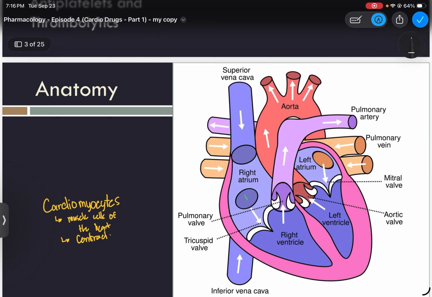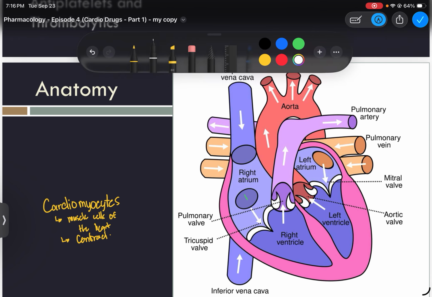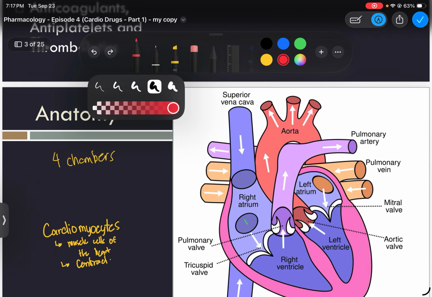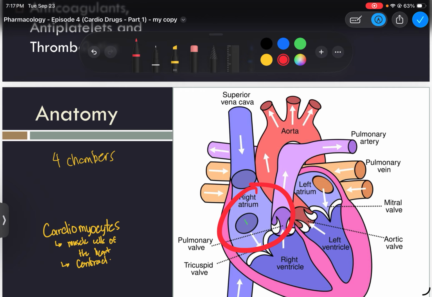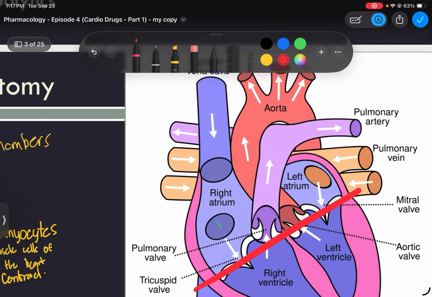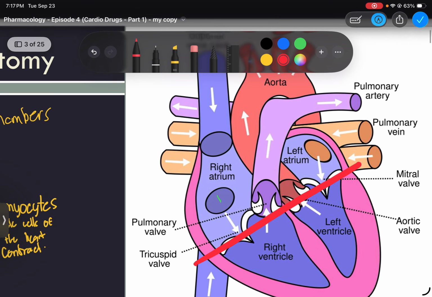As we know, this is the heart. It is made up of four chambers, and these chambers are subdivided into two parts. The one on top is what we call the atrium, or the atria. These are what we call our receiving chambers. They will receive blood, oxygenated for the left atrium and unoxygenated for the right atrium.